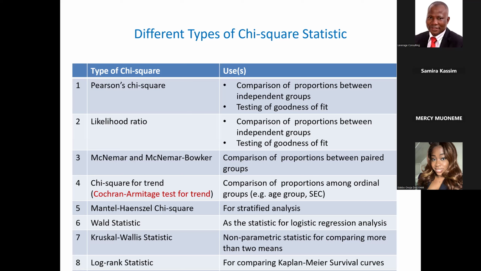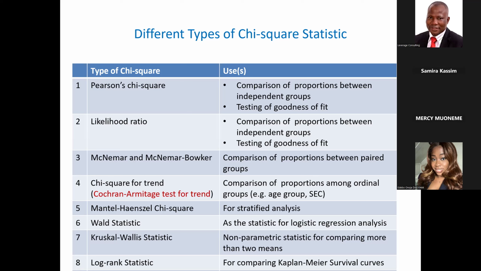Mantel-Haenszel chi-square is for stratified analysis. In the situation where you want to do stratified analysis, that's the chi-square statistic that we use. What statistic is used for logistic regression? When you do logistic regression, it's using chi-square, and that chi-square is called the Wald statistic, described by Professor Wald. Then Kruskal-Wallis statistics.